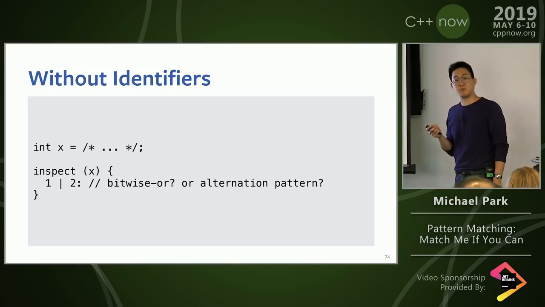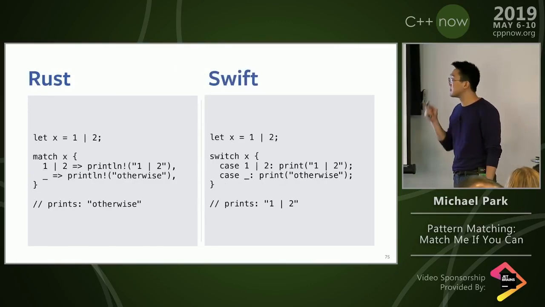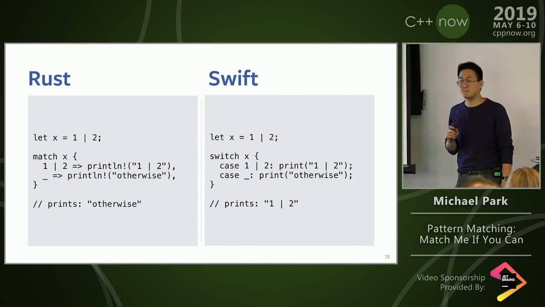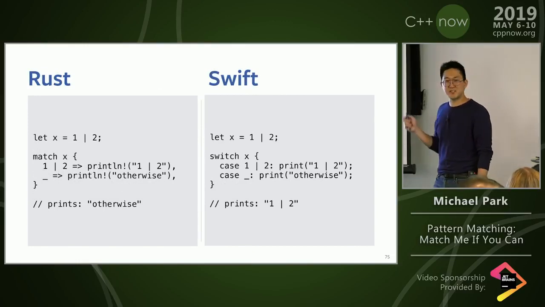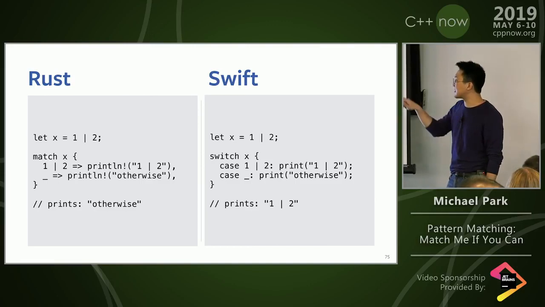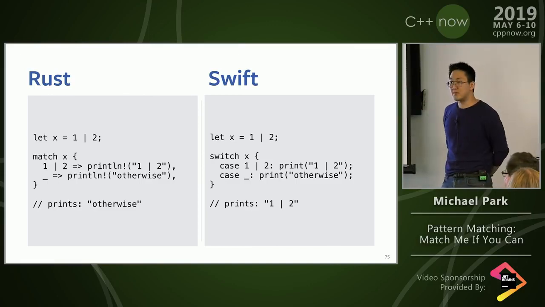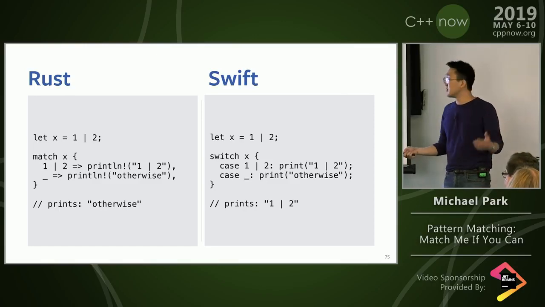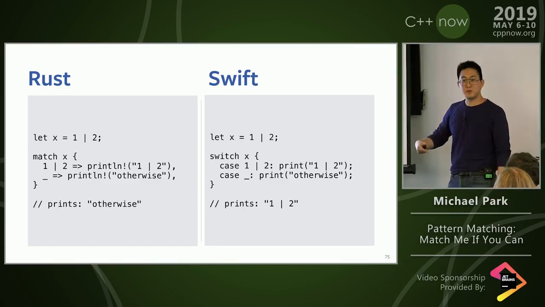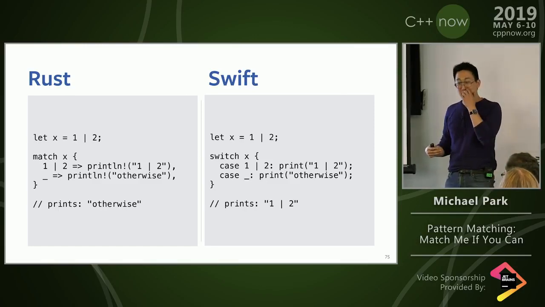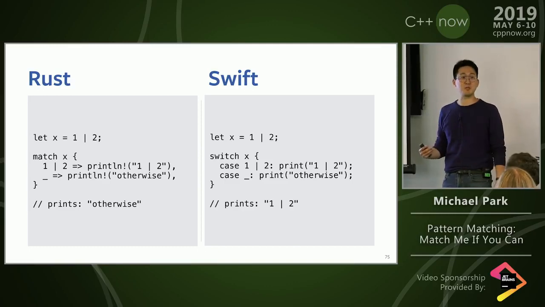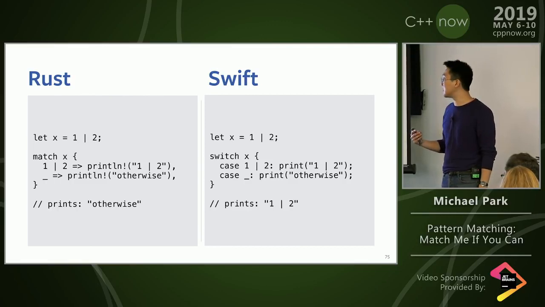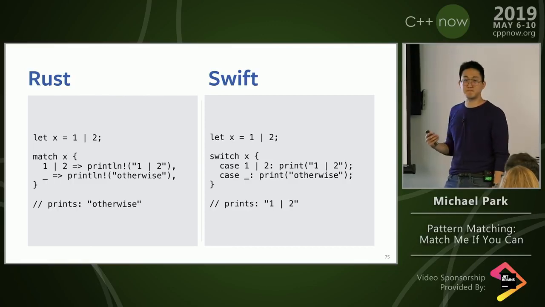So other languages must have this problem too, right? Rust and Swift both have this problem. This is a fun example actually. Let's look at the Rust example. So let x equals 1 bar 2. That means bitwise OR, so x is 3. We match on x, and we match on 1 bar 2. But the 1 bar 2 there is a pattern, it's not an expression. So it's not going to match that. We instead go to the otherwise case and we print otherwise.